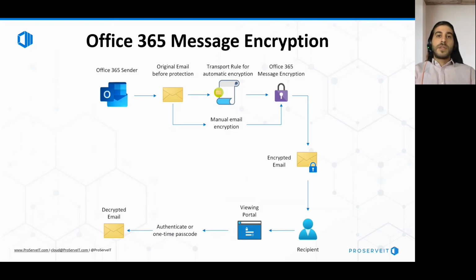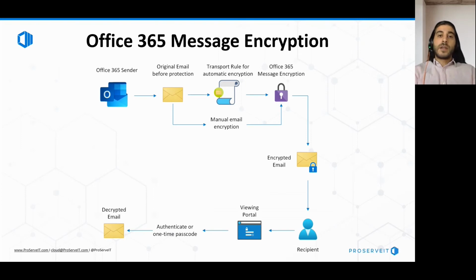Another feature we have is Office 365 message encryption. Now, if sensitive information is being relayed via email, you want to make sure that the contents are protected from being printed, forwarded, or copied by unauthorized people. And to do that, we can configure transport rules in Office 365 to automatically encrypt emails based on the contents of the email or based on certain keywords. And we can also have the user manually encrypt the email directly out of their Outlook client.